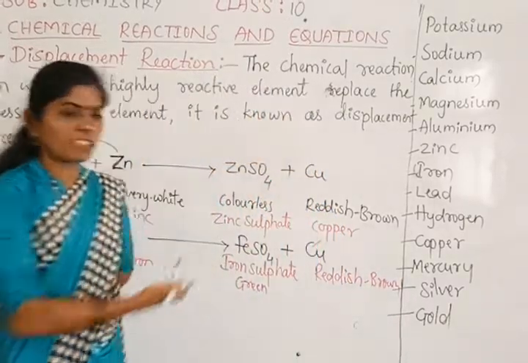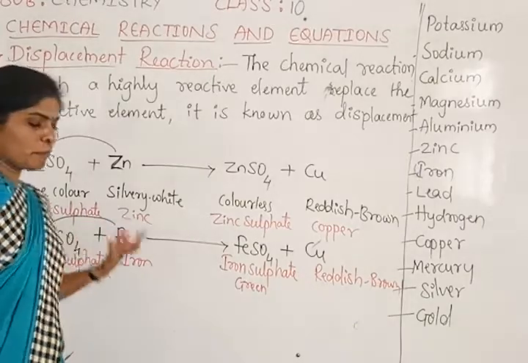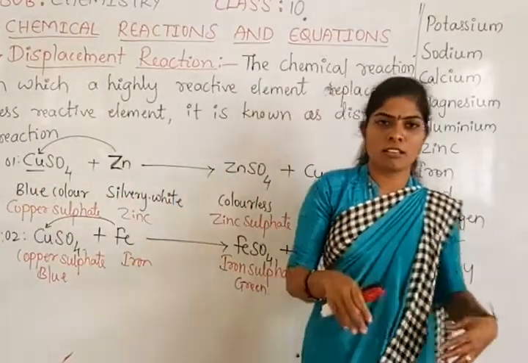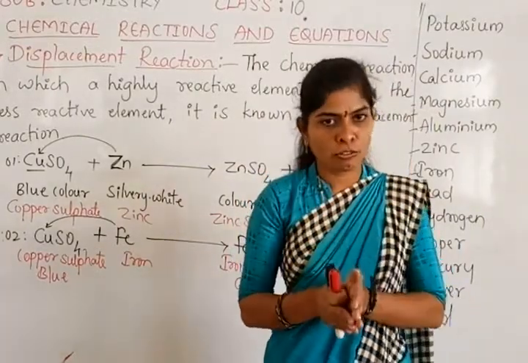So this experiment we can do. I will show you also. Copper sulfate is a blue color solution. If we take a 100 ml beaker and dissolve some copper sulfate crystals in it, it will form the blue color solution.